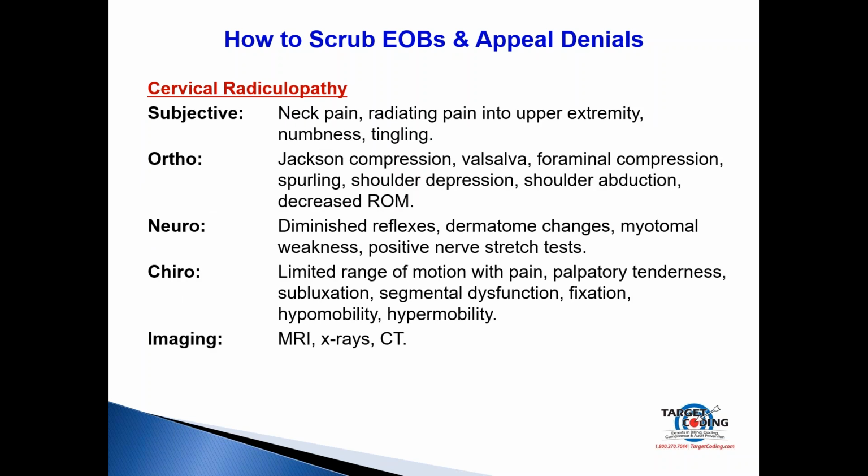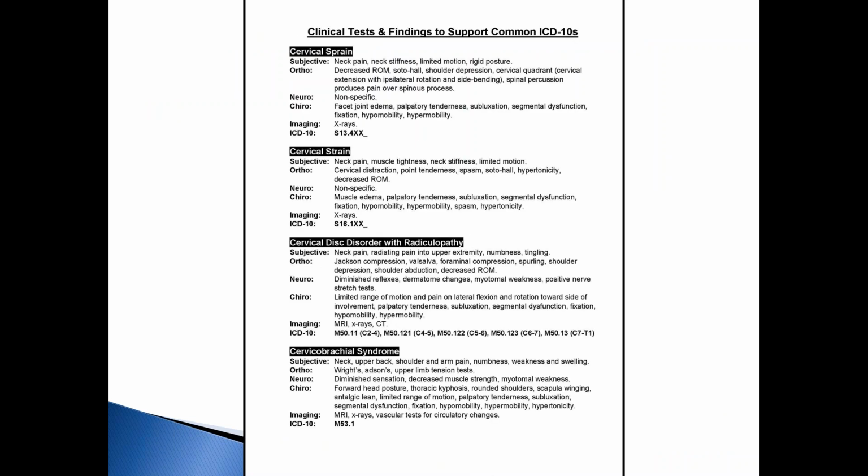Okay, doctor, you diagnosed the patient with cervical radiculopathy. How did you come up with that? Hopefully you'll say, "Well, the patient had pain in the neck radiating into the arm. I did Jackson compression, foraminal, maybe shoulder distraction or shoulder depression. I checked reflexes. There was some myotomal weakness. There was limited motion in the neck." Beautiful. That makes sense. You want to have good answers.